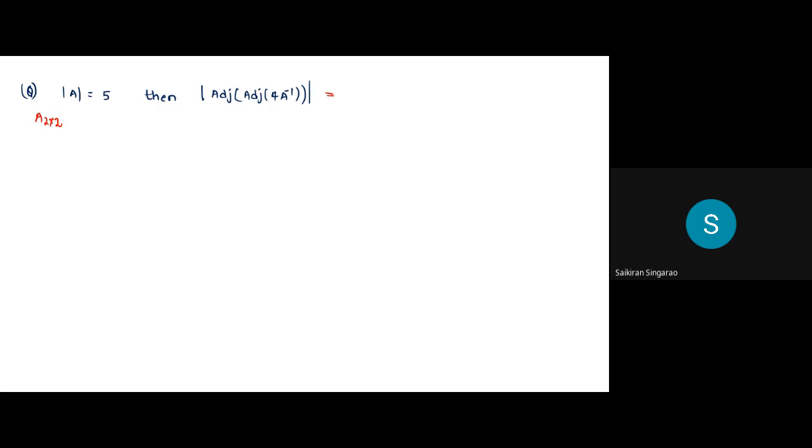Answer. Sir, 4 to the power 2 divided by 5. No, sir. 4 whole squared, divided by 5. 4 square by 5. This one, right? 4 square by 5. Yes. Okay, very good.